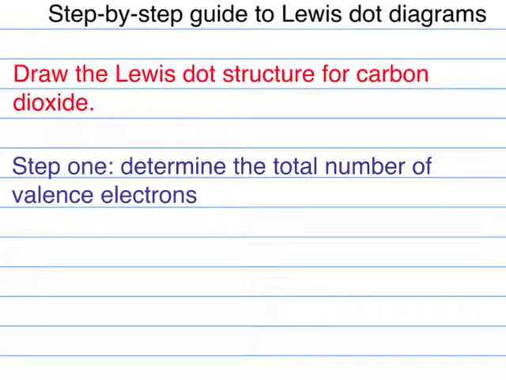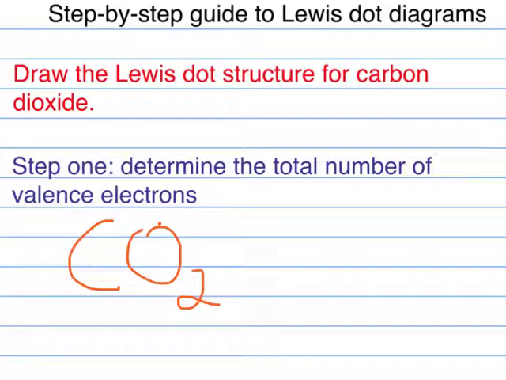The very first step is to determine the total number of valence electrons. In order to do that, we need to be able to write down the correct chemical formula. I'm going to go ahead and use orange for a color here. So the correct chemical formula is CO2.